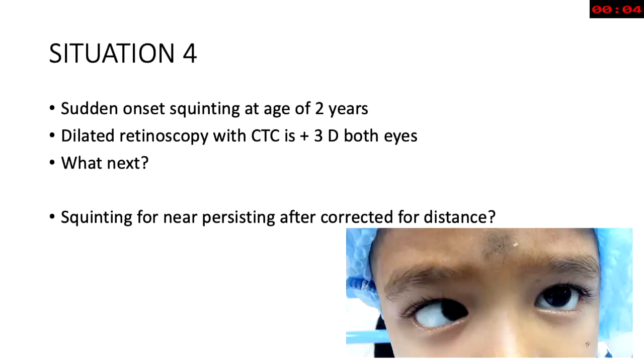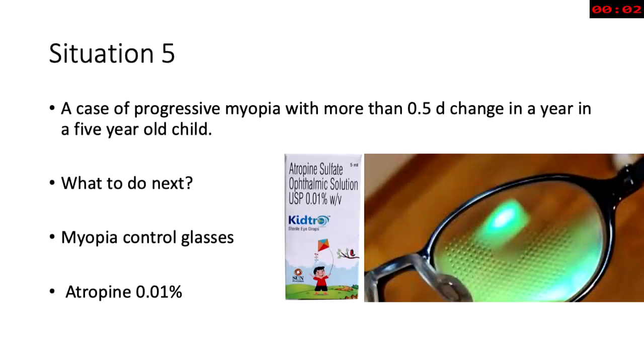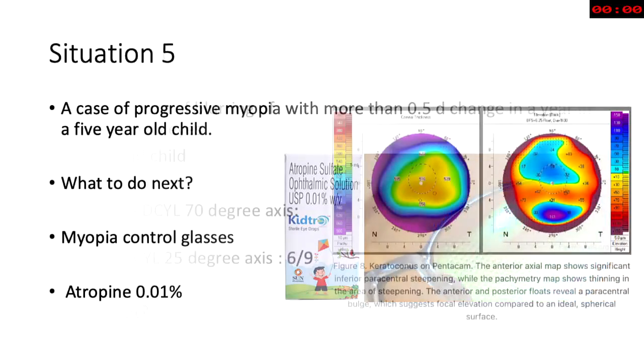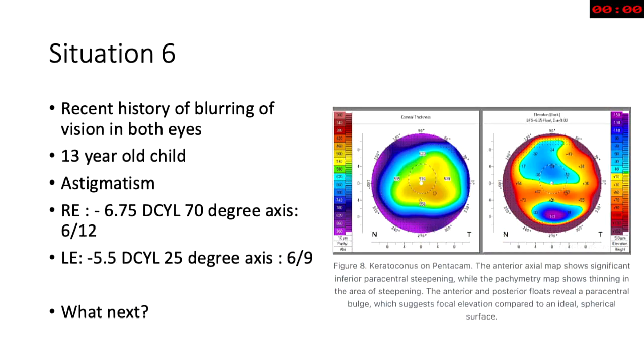Thank you, sir. The other thing we are always encountering in our clinic is progressive myopia, with more than 0.5 diopter change in a year for a 5-year-old child. So what to do next? We do have myopia control glasses and atropine for us. And the last one: recent history of blurring of vision, a 13-year-old child with very high astigmatism and irregular axis. So we should rule out keratoconus.